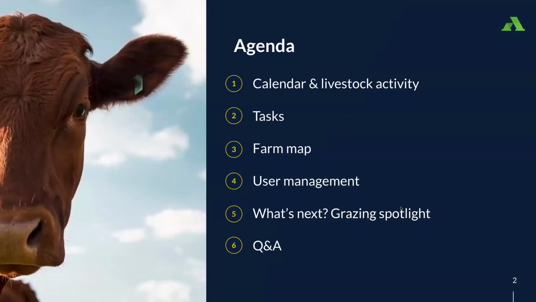Today we're going to run through, as I mentioned, a focus around workforce management and product updates, recent and also a few that are coming soon. First of all, we'll start with the calendar and the livestock activity. Then we'll look at tasks, the farm map, user management, and then we'll give a little bit of a sneak peek into some of the grazing pieces that we're focused on. And then we'll also have a Q&A at the end.